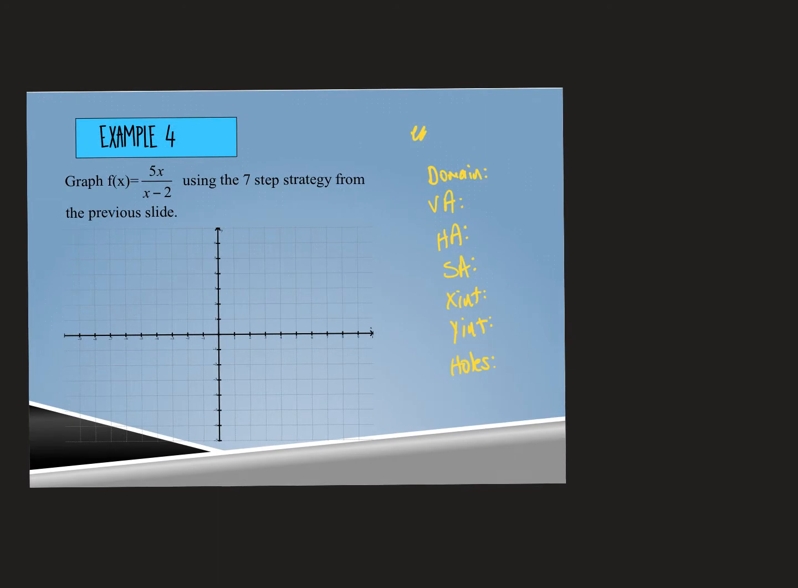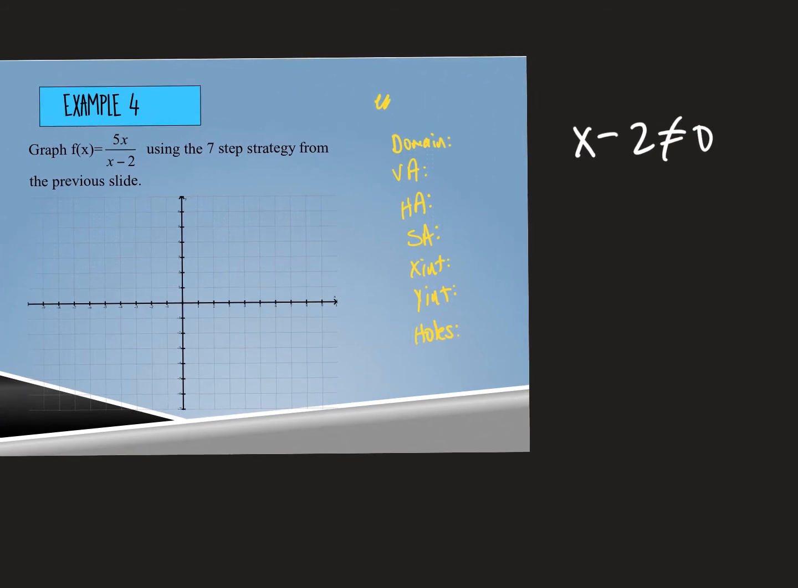How do you find the domain? Remind me again how to find domain. Oh, you set the denominator not equal to 0, right? So x minus 2 cannot be 0. I know a lot of you can do this in your head, but this is you showing me your work so you understand where you're looking and what you're doing. So you would tell me that x cannot be what number? 2. So my domain is everything in the entire world except for 2.